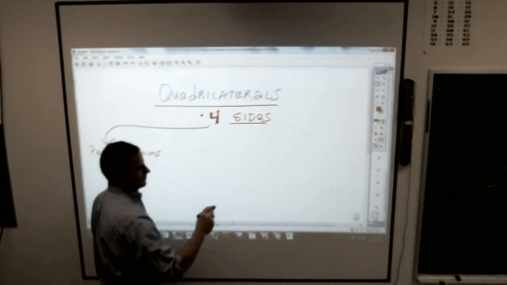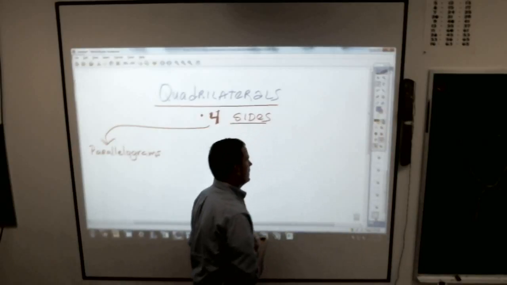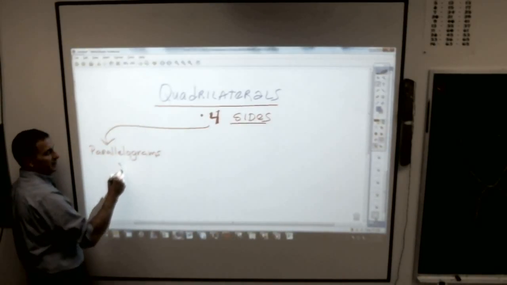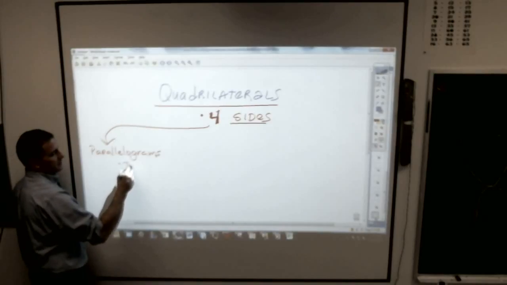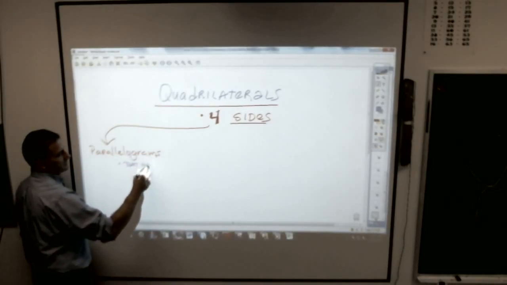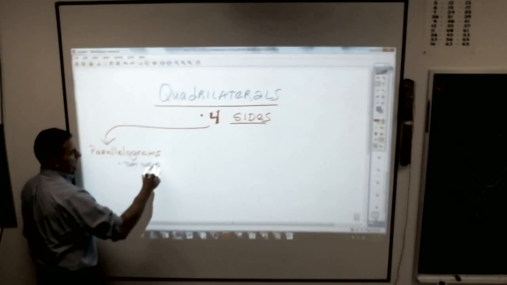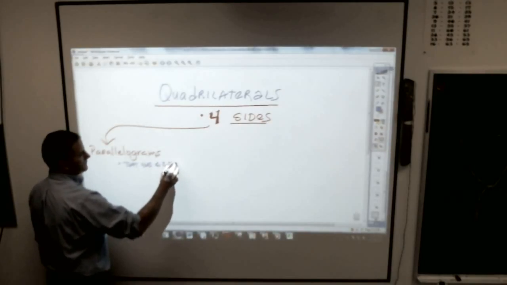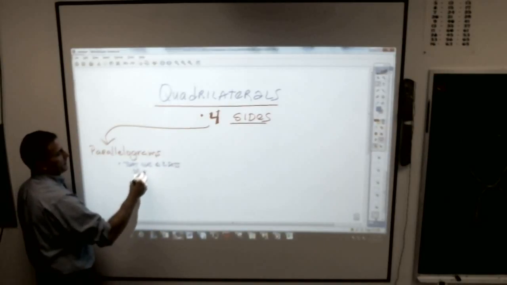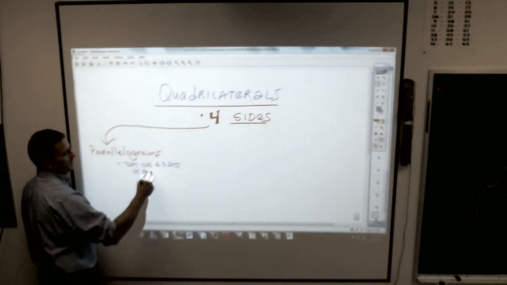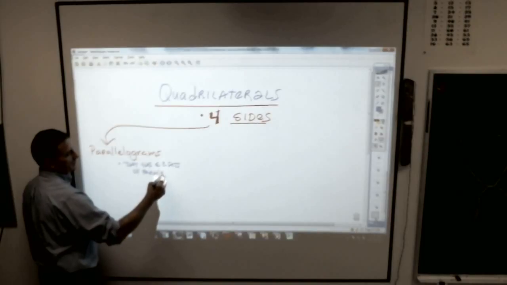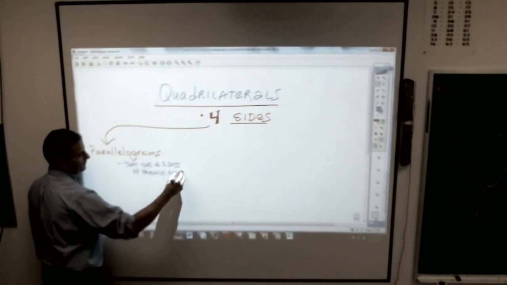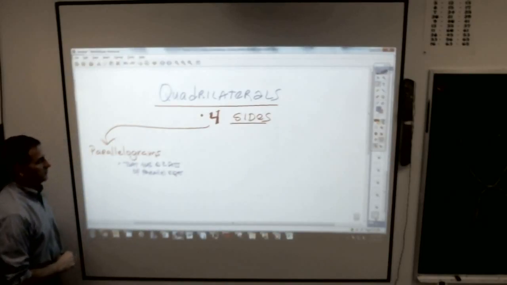Let me tell you what a parallelogram is. A parallelogram is, these are all quadrilaterals. It is a quadrilateral that has 2 sets of parallel sides. And we've talked about parallel before. That means they run side by side there. We'll come back to that. I'll have you write that down because it makes more sense when we say that.